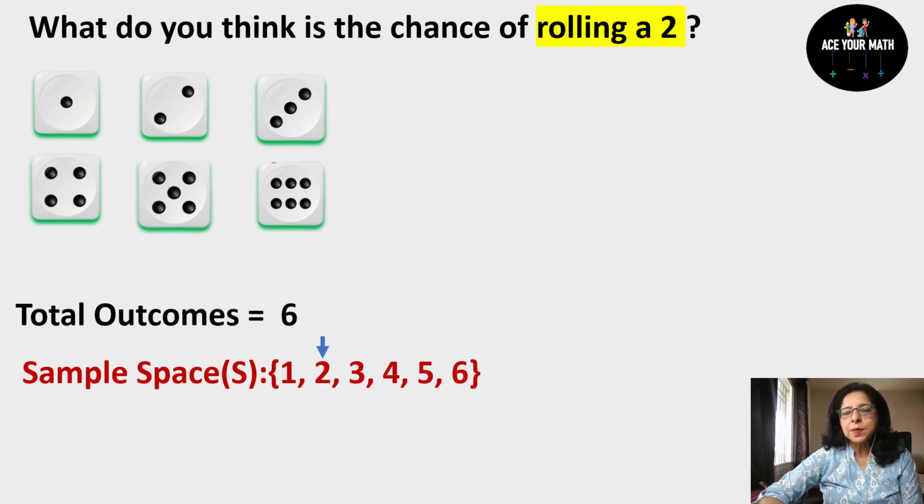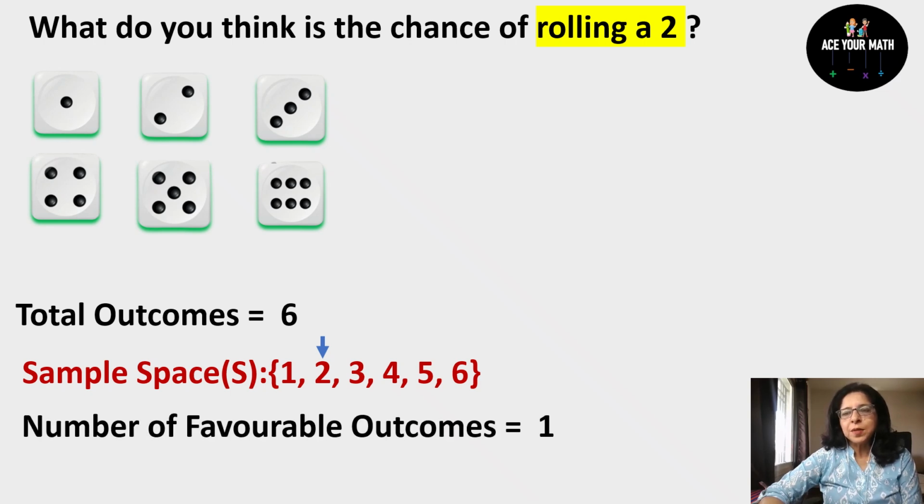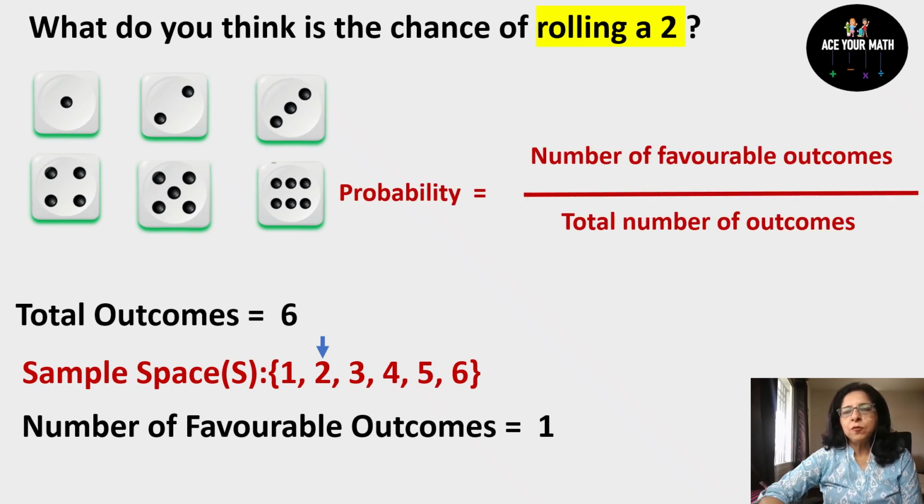In the sample space, how many times is 2 occurring? 2 is happening only once. So the number of favorable outcomes is 1, because 2 appears only once. Now we know the probability formula: the number of favorable outcomes upon the total number of outcomes. The favorable outcome is 1 and the total outcomes are 6. So the probability of rolling a 2 is 1 by 6, or in percentage, it is going to be 16.6%. So this is about 2.